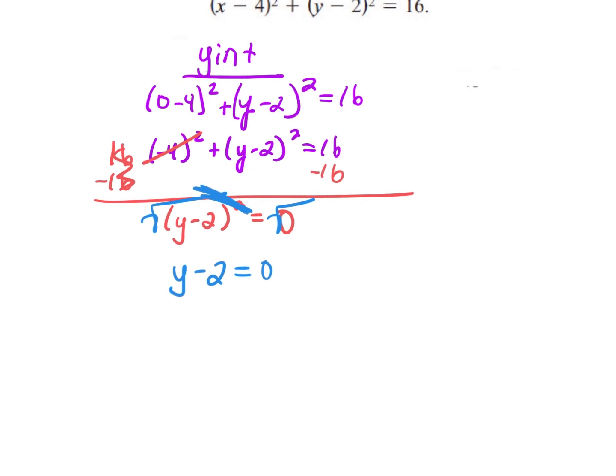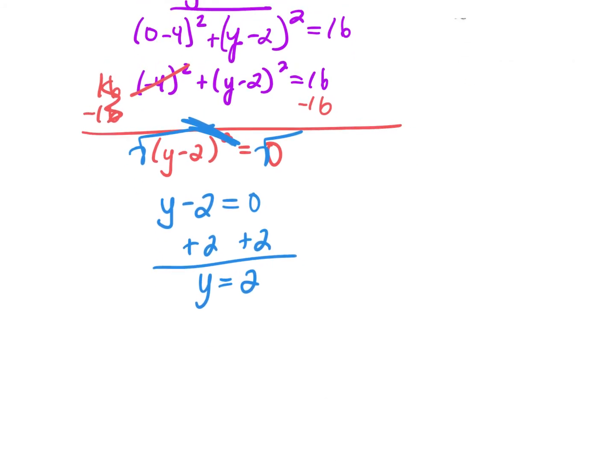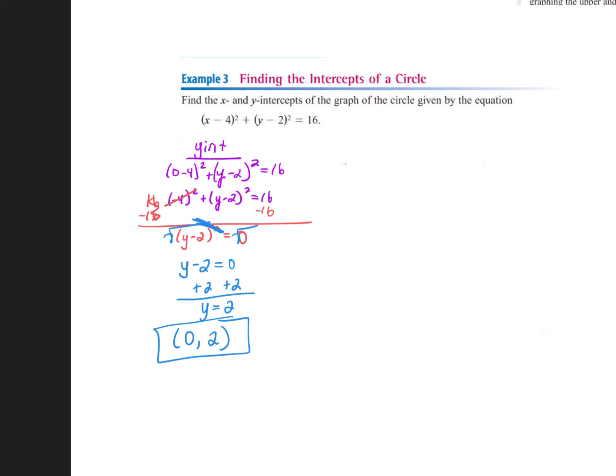How do you solve for y? So you're going to add 2 to both sides. So y equals 2. So you're going to write your intercepts, guys, as ordered pairs. What would the ordered pair be for your intercept that y is 2? What is your x value? Be 0, comma 2. Questions?